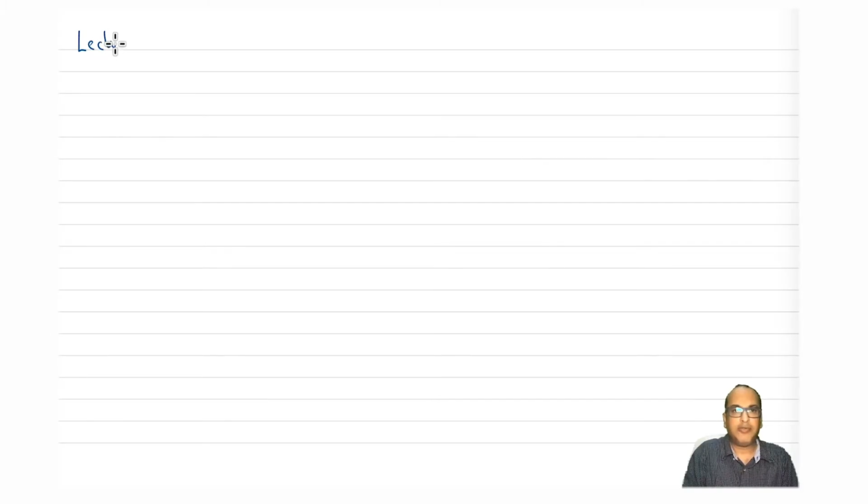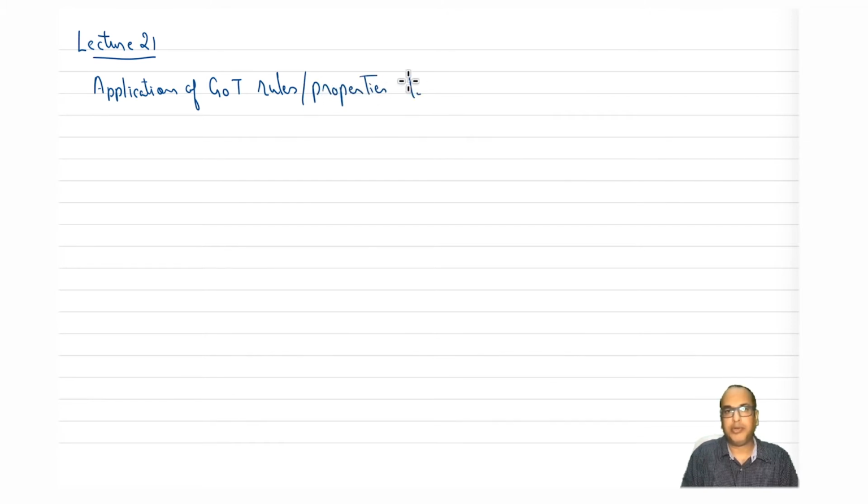So in the last class, we have seen the 5 properties of the great orthogonality theorem. Let us now try to see how to apply these properties. So now we'll see the application of GOT rules or properties to develop the character table.